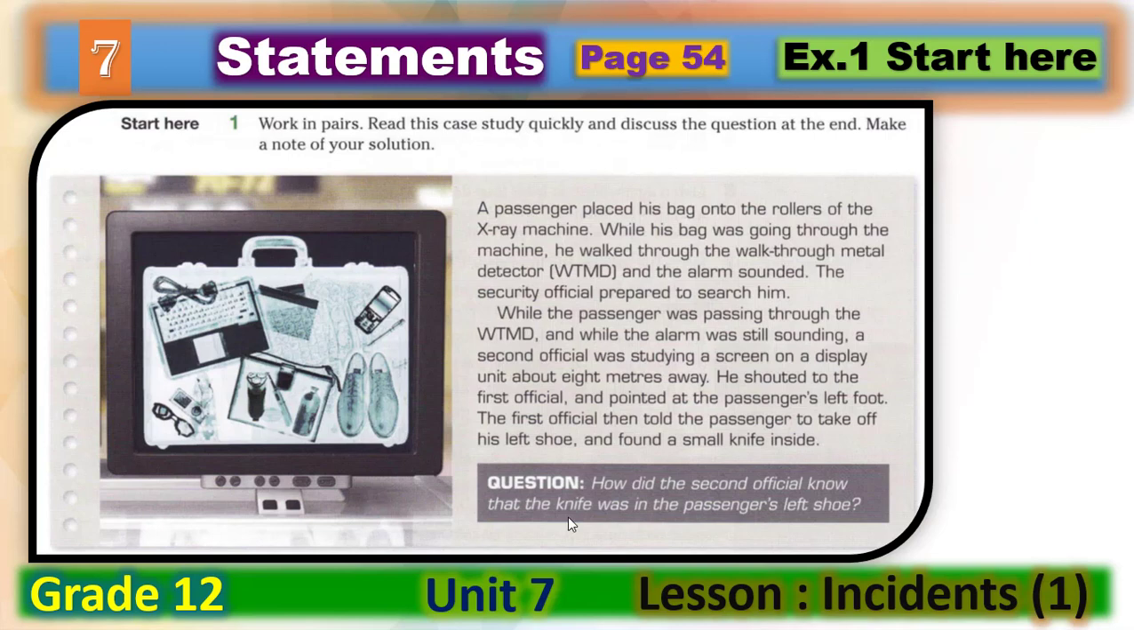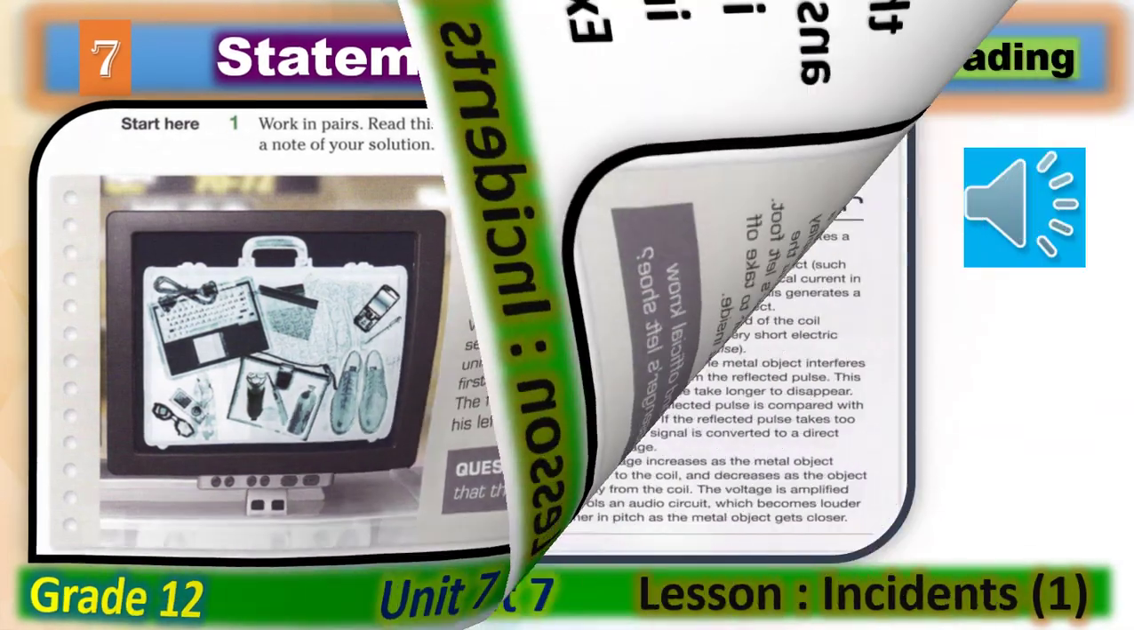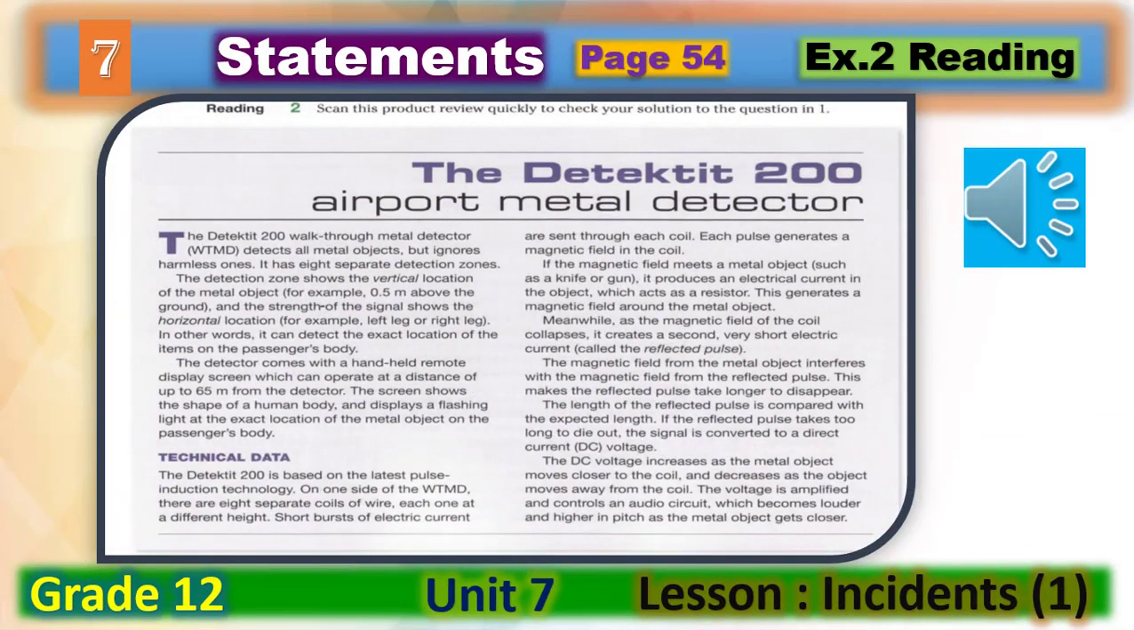Now let's check your answers. What is your answer? Can you read it aloud? Good. The answer of this question is in exercise 2. So please, let's move to exercise 2. Scan this product review quickly to check your solution to the question in exercise 1. You have to read again, okay? And I'm going to let you listen while you are reading.